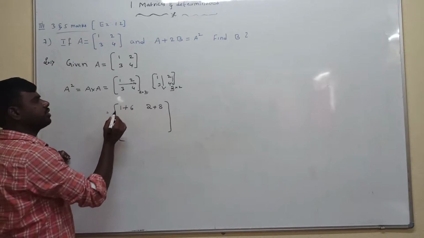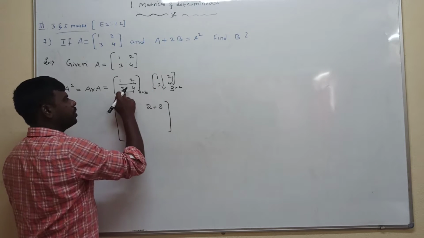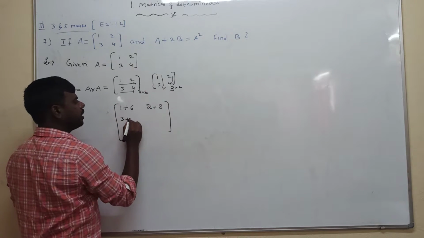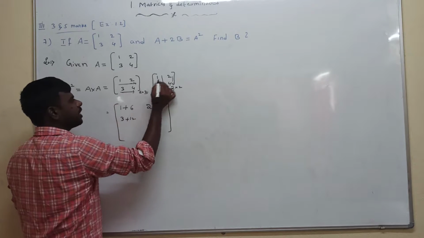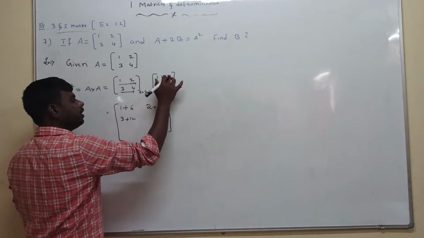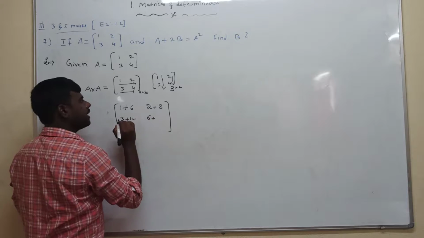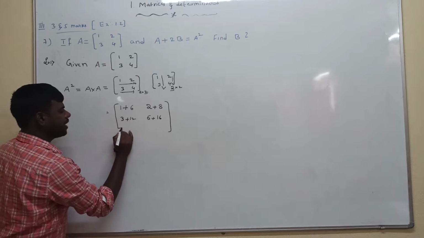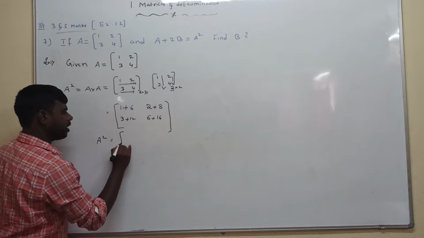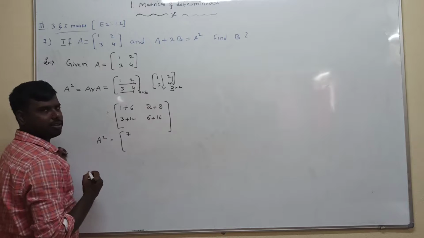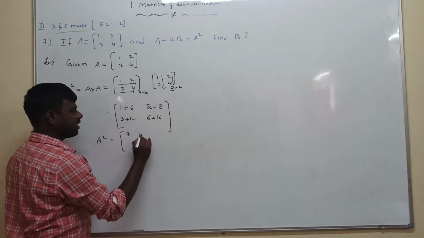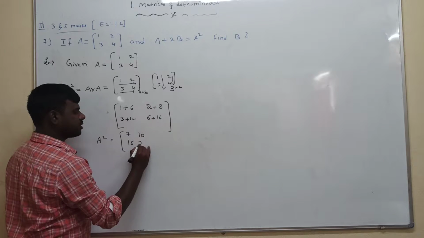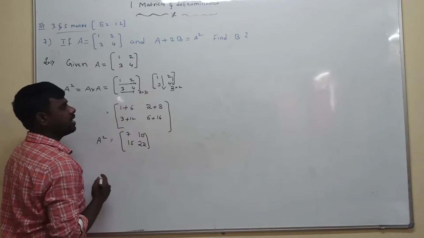Next we have the product of the second row with the first column: 3 into 1 is 3, plus 4 into 3 is 12. Next, the product of the second row with the second column: 3 into 2 is 6, plus 4 into 4 is 16. Simplifying, we get the A square matrix values: 1 plus 6 is 7, 2 plus 8 is 10, 3 plus 12 is 15, 6 plus 16 is 22. So we get the A square value.